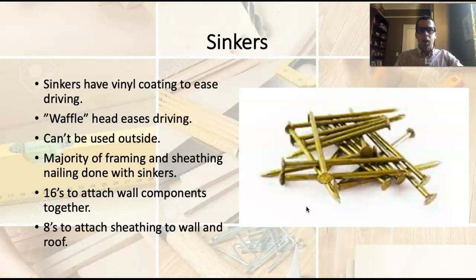Most of the framing, structural sheathing that we do is going to use sinkers because they're so easy to drive, okay? I mentioned this before already, but I'll say it again. We're going to use 16 sinkers if we want to nail framing components together. We're going to use 8 sinkers if we're nailing plywood into framing members. Okay, so exterior sheathing, we're going to drive 8s through the plywood into the studs. We're putting down the subfloor, we're going to drive 8s through that subfloor plywood into the floor joists. We're putting plywood up on top of the roof, we're going to use 8s to drive through the plywood into the trusses.